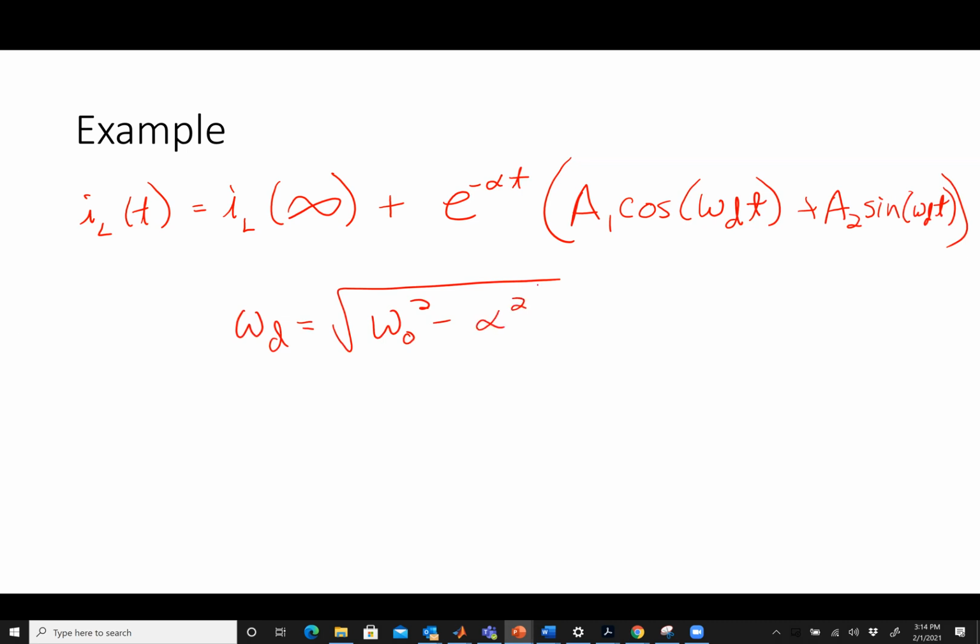I'm going to leave it in that form in MATLAB, and keep alpha, omega naught and omega d as variables. So right now there is nothing for me to calculate. That's the end of step 2. I know it's underdamped, and there is nothing else to calculate for step 2 because I don't know this value yet, and I don't know enough to get A1 and A2. So that's all I can do at this point.